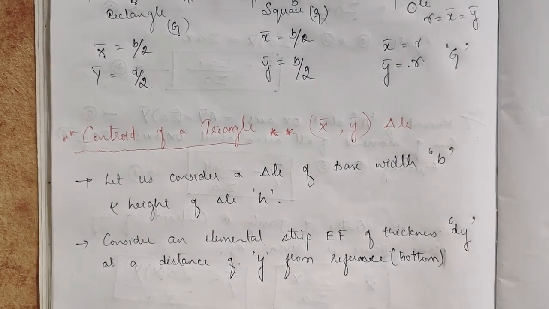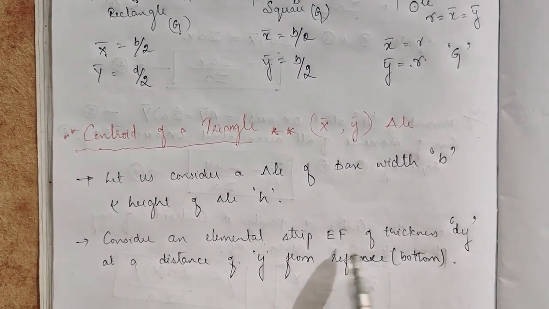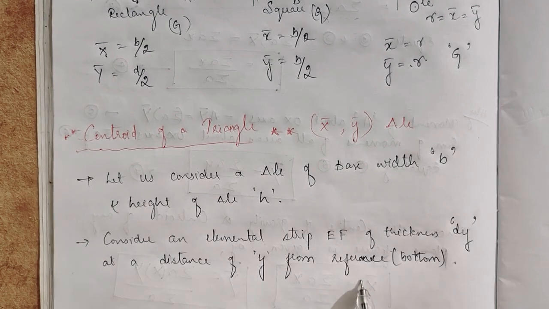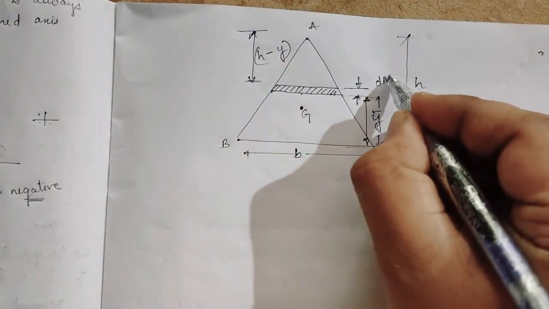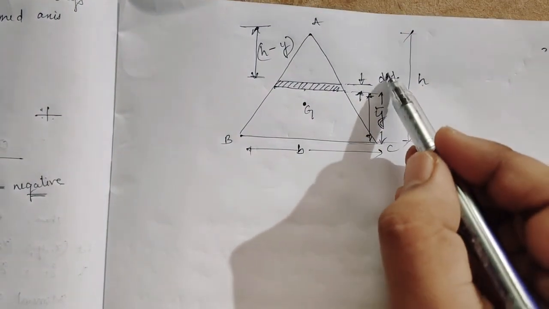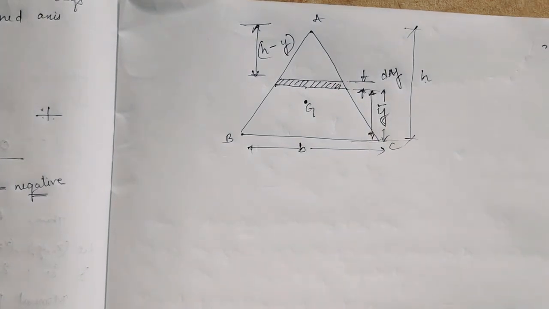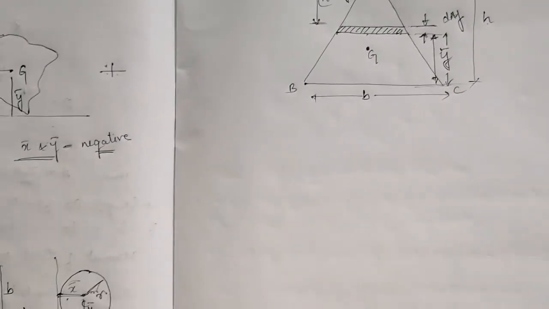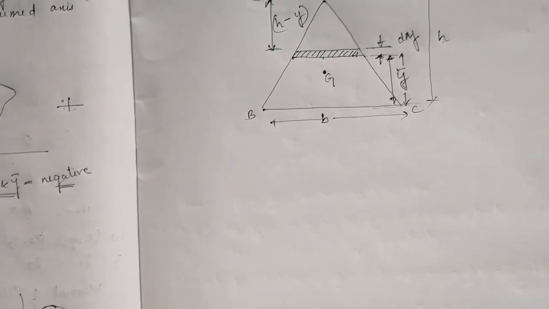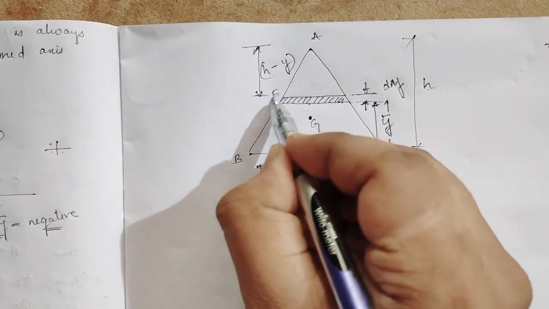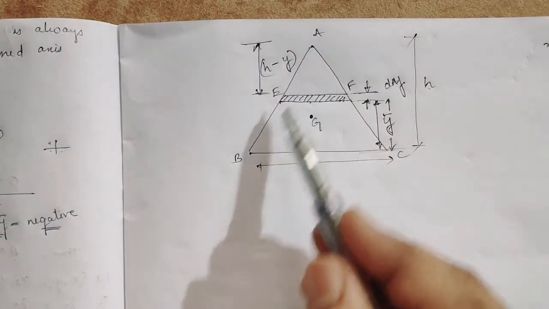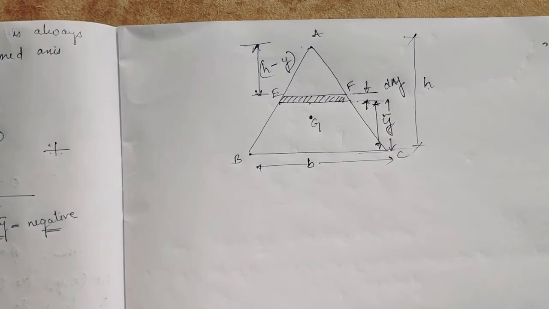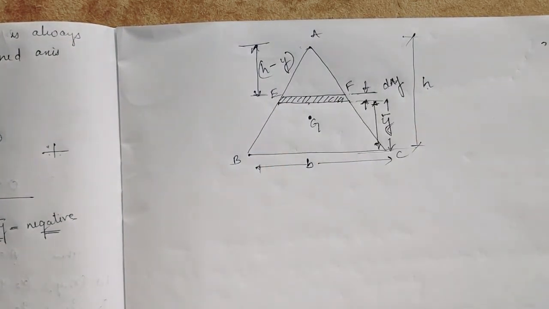Okay, so consider elemental strip EF of thickness dy at a distance of y from the bottom reference axis. I'll correct it here, it is dy. To maintain uniformity they are naming, that's it. Now after considering the element, this is E and F. So now see the diagram, we have two triangles ABC and AEF. Now we have to play with these two triangles.